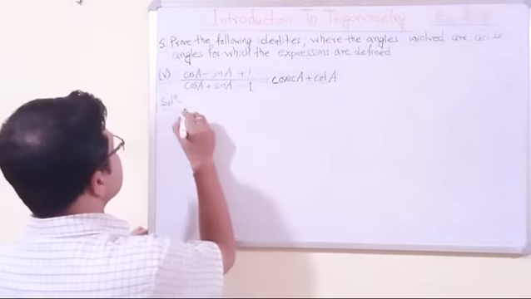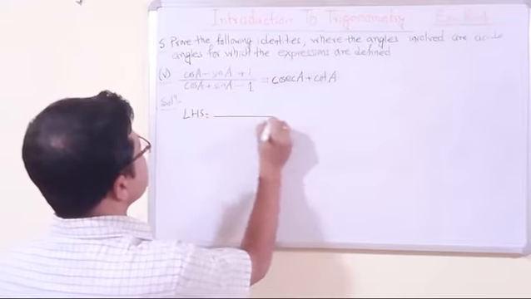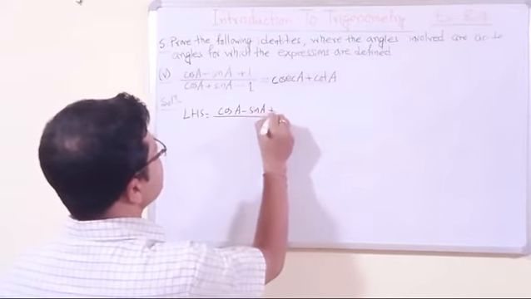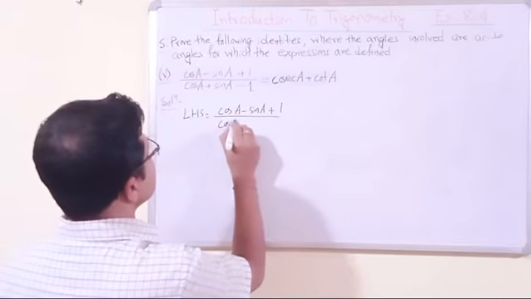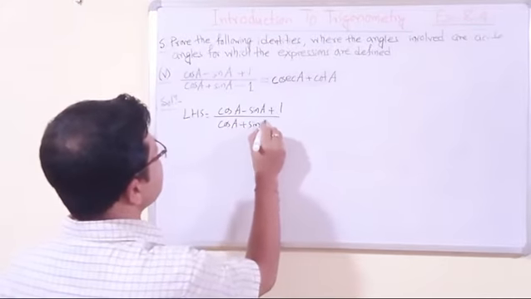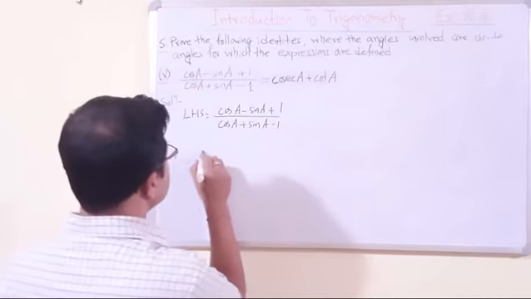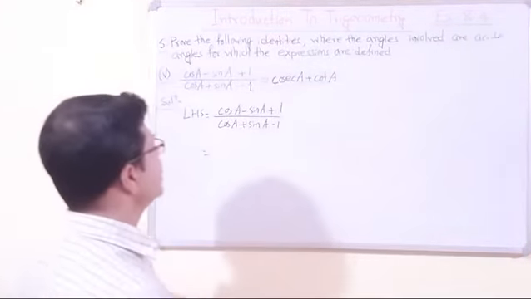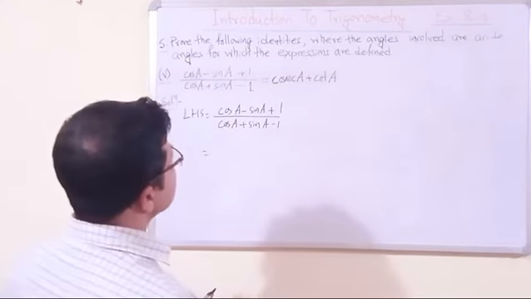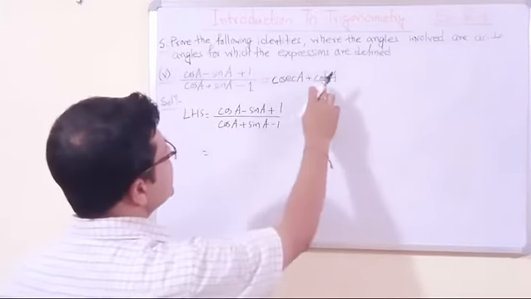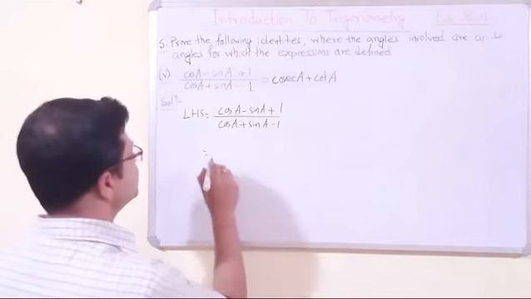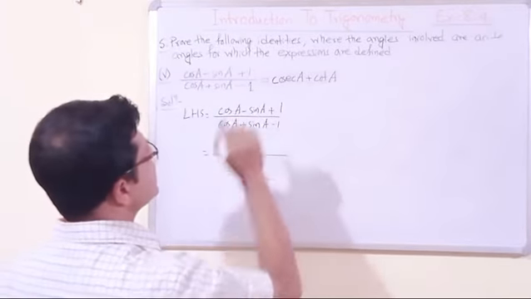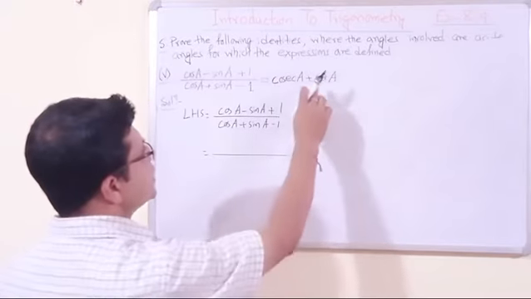Let us write the left hand side. This is (cos a minus sin a plus 1) divided by (cos a plus sin a minus 1). What we have to do? We have to convert in terms of cosec a plus cot a. Now from this cos and sin, how can we get these two terms? Let us see. From cos a we cannot get cosec a, but we can get cot a.